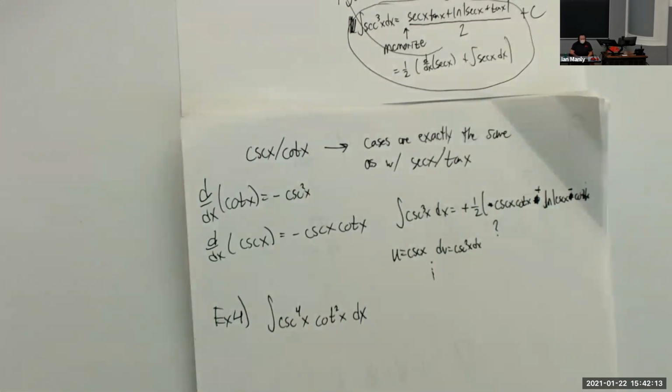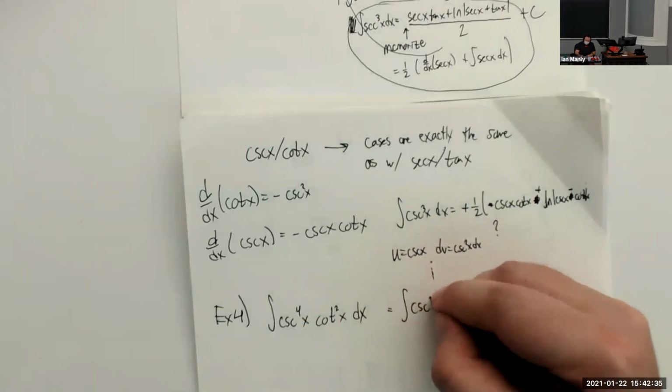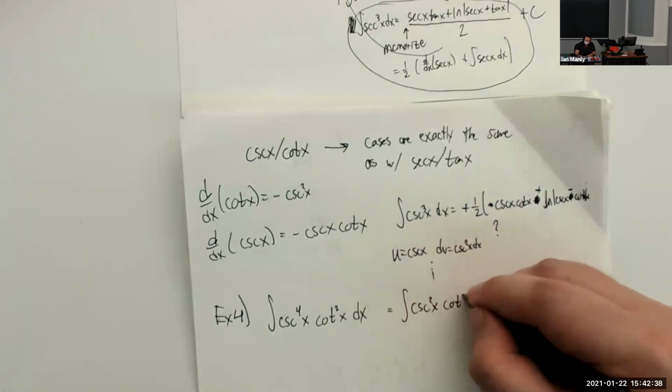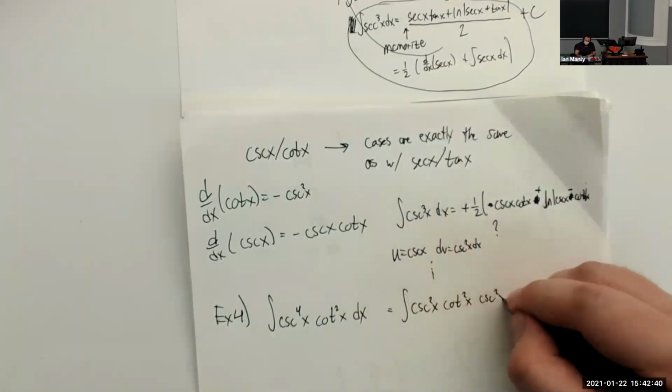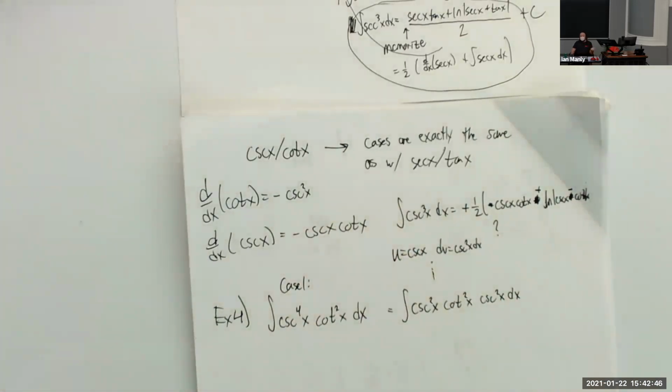What do you guys think I should do with this one? I have an even power of cosecant and an even power of cotangent. What do you think I should do for this? Yeah, the audience suggested we're going to pull off cosecants, and that's absolutely right. So we're going to pull off cosecant squared, and that's going to go to the end. So this is effectively case 1. Remember, case 1 is where our power of secant was even, so naturally it's going to work the same way if the power of cosecant is even.